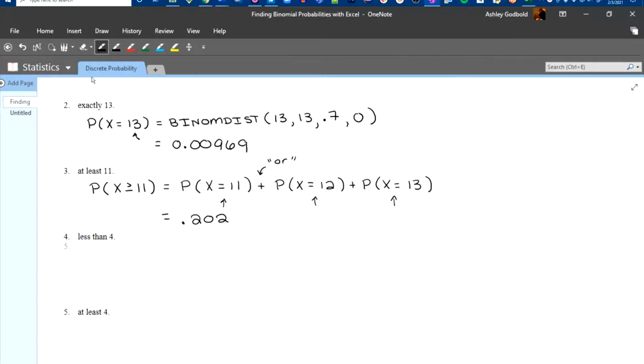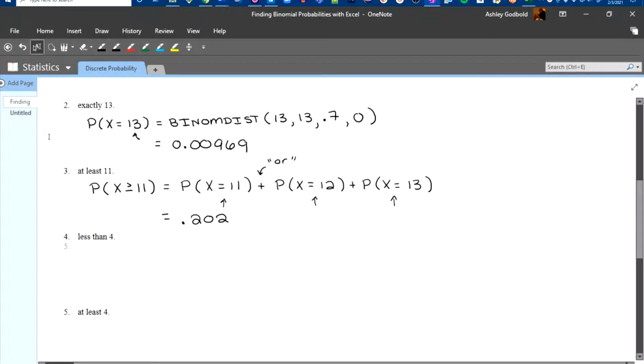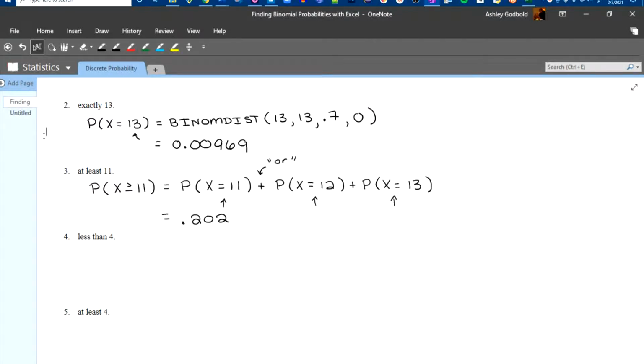All of the examples we've done so far have been examples of using the PDF distribution. Let's try some that use the CDF. So remember, the CDF is a range. It's not just one value.